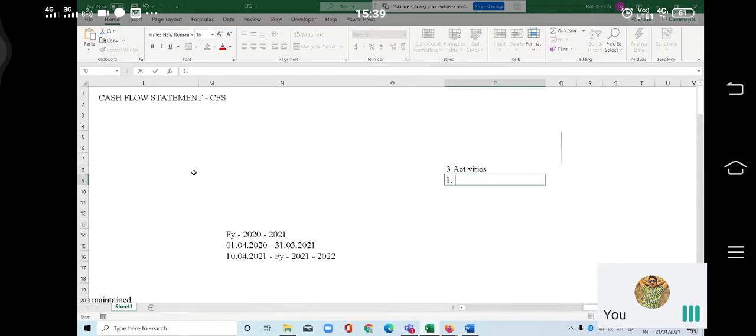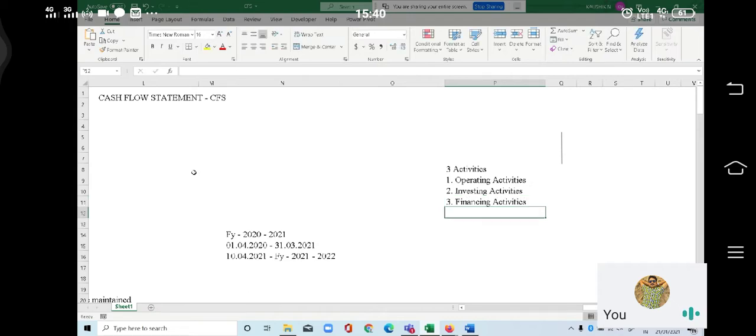Number one, operating activities. Number two, investing activities. Number three, financing activities. Now you might ask me, sir, what are these operating, investing, and financing activities?